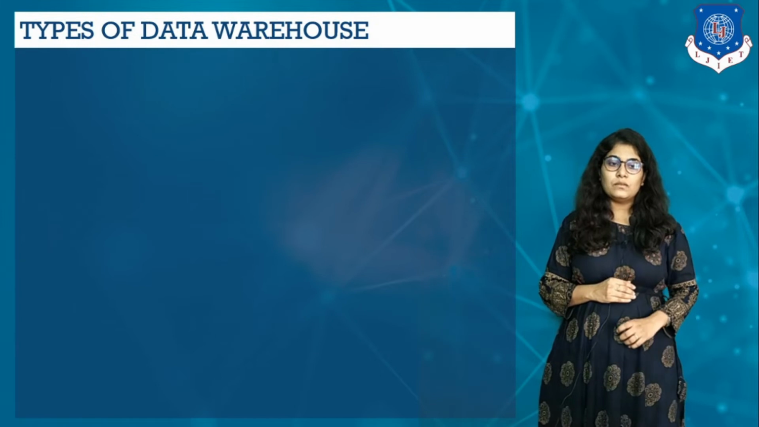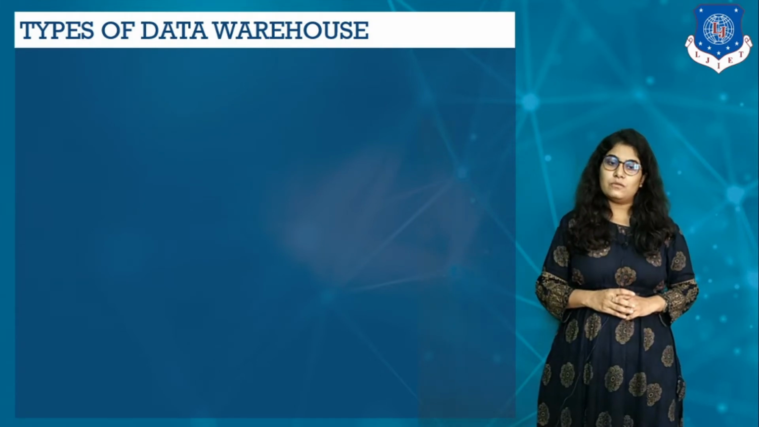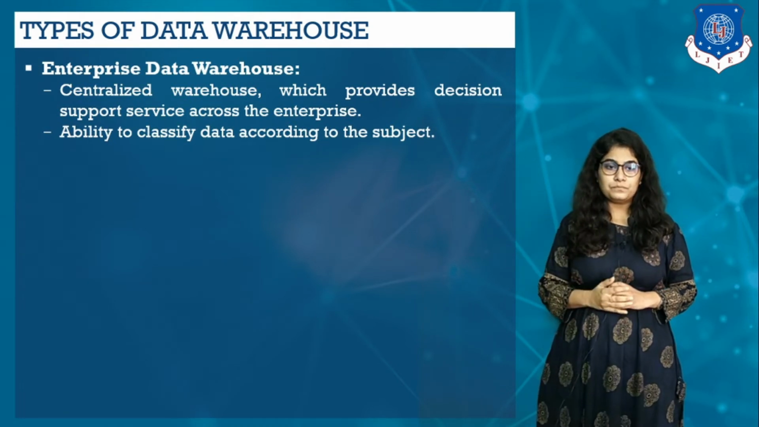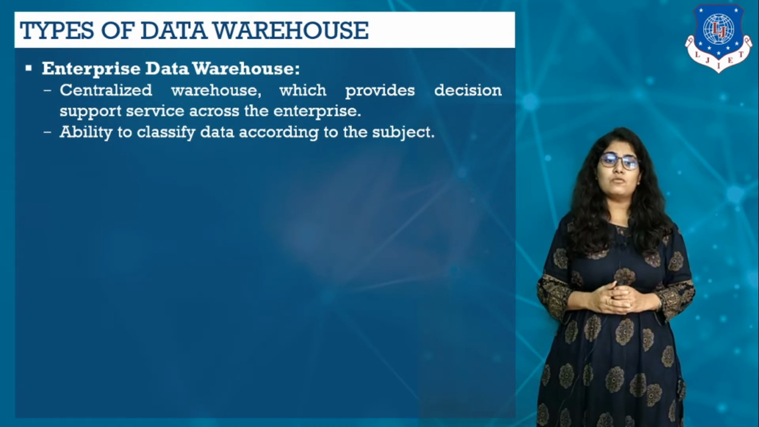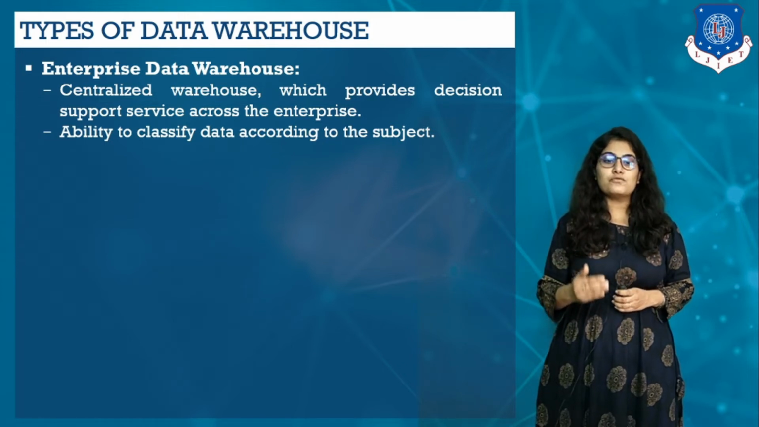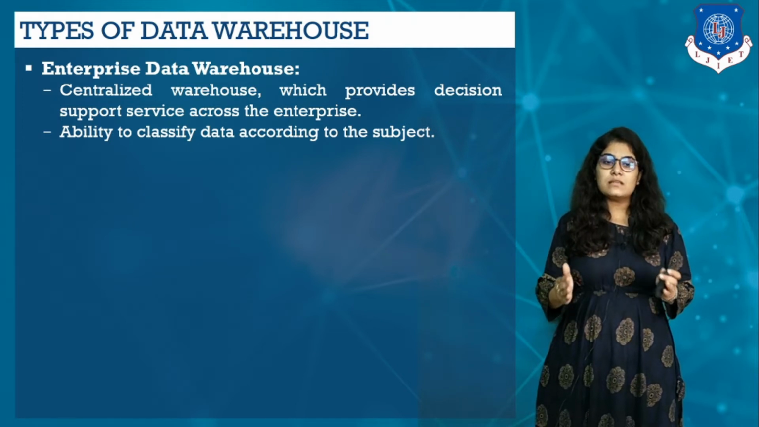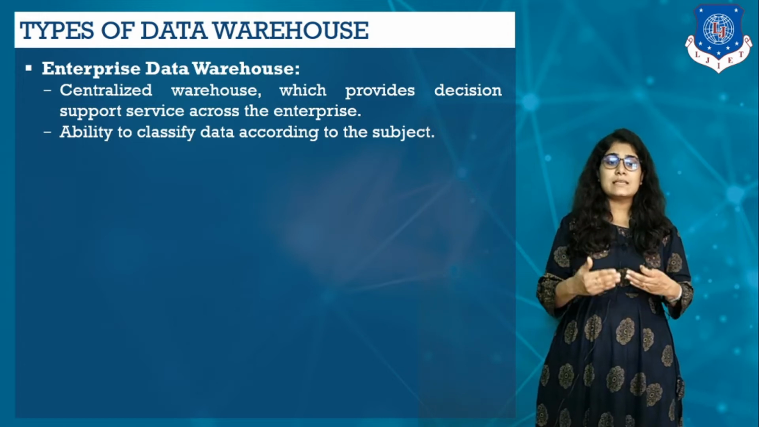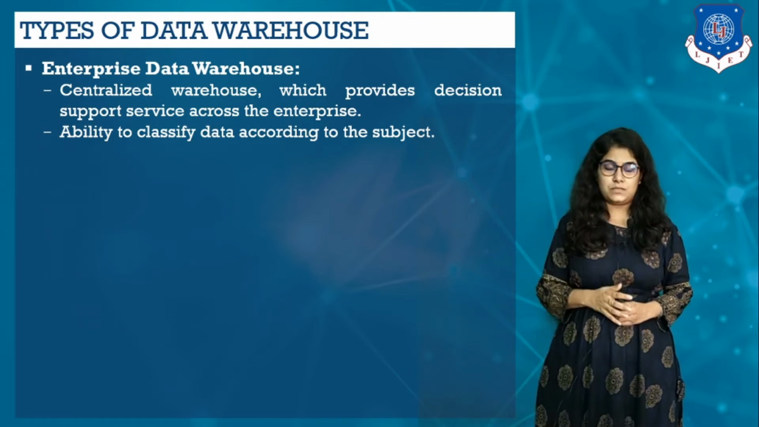Now let's understand the types of data warehouse. There are three different types of data warehouse, out of which first one is enterprise data warehouse. Enterprise data warehouse is a centralized warehouse. It provides decision support service across the enterprise. It offers a unified approach for organizing and representing data. It also provides the ability to classify data according to the subject and give access according to those divisions.